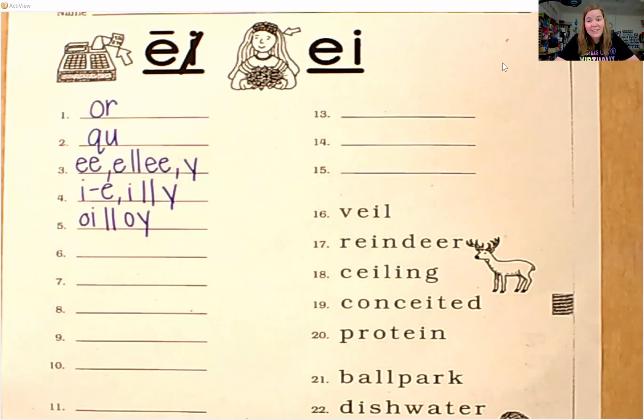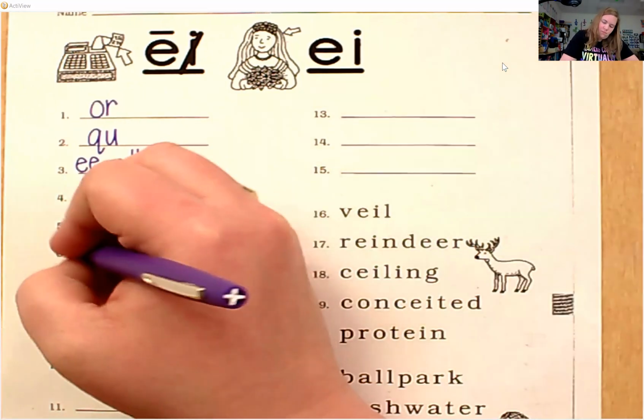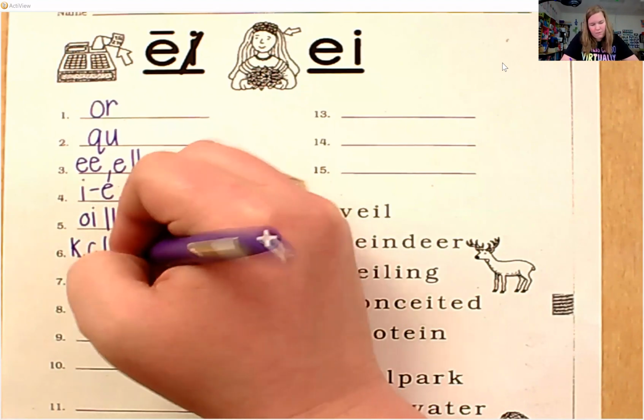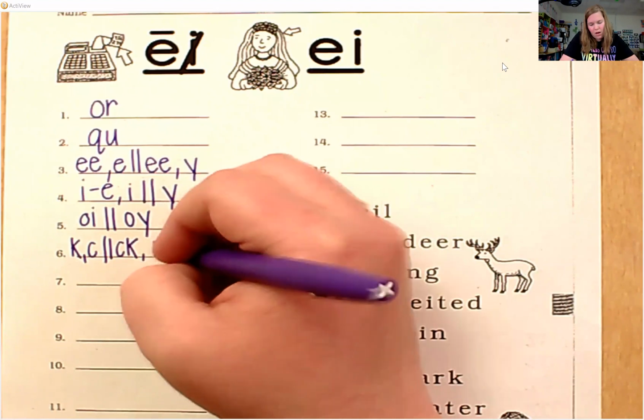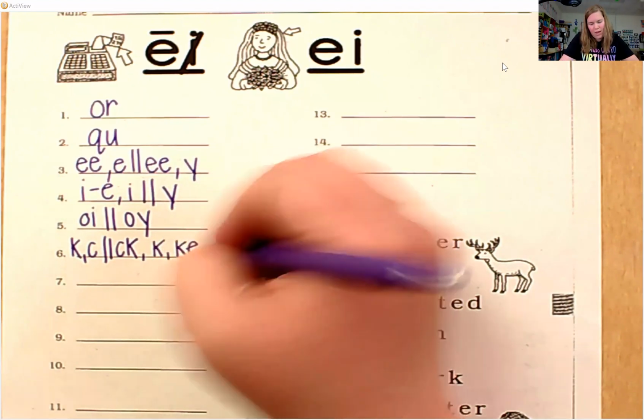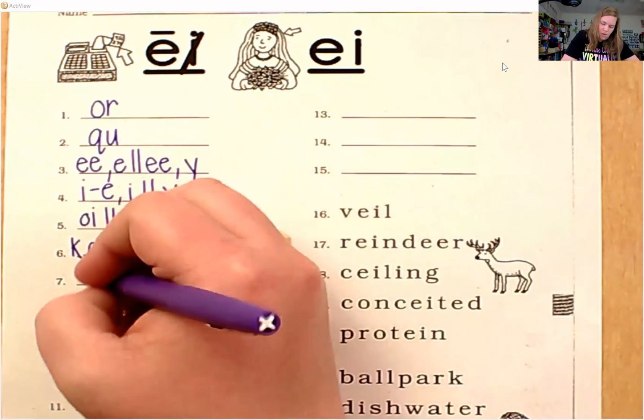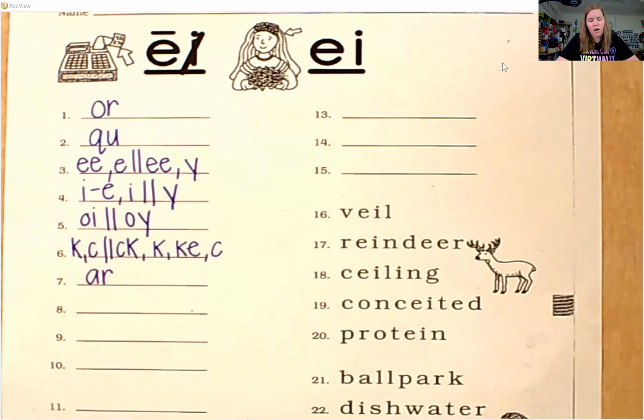Number 6 has 6 different spellings. The sound is k. K, comma C, final digraph CK, comma K, comma KE, comma C. K. Number 7, R. Combination AR says R.